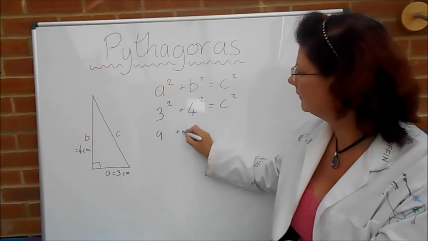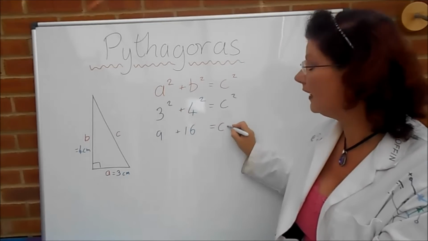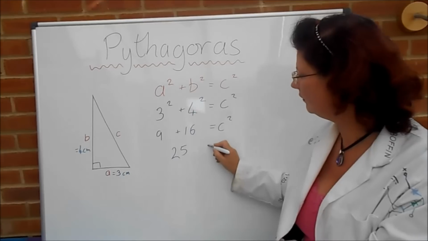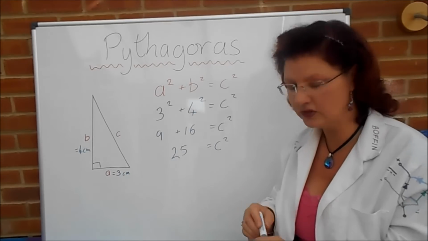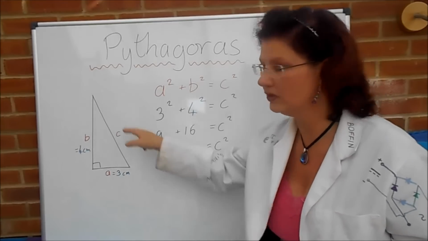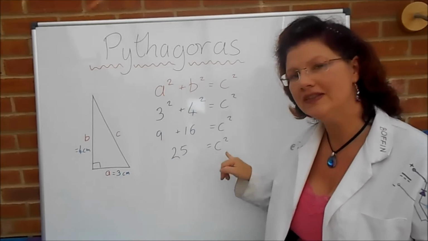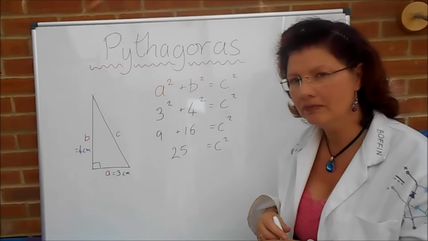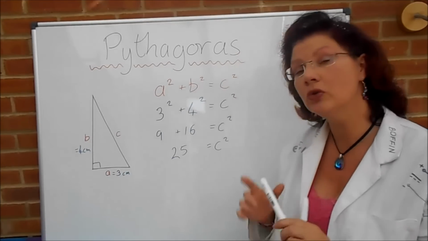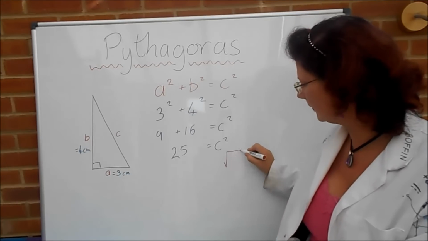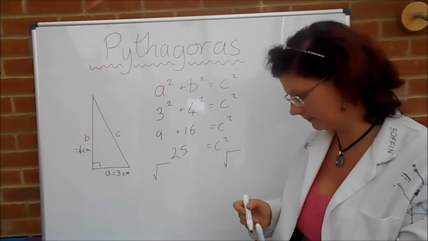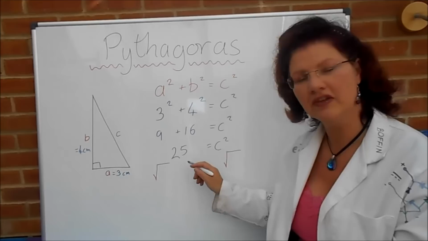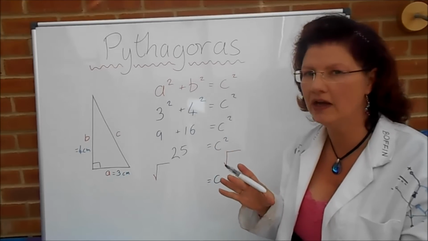3 squared is 9, 4 squared is 16, and that still equals C squared. 9 plus 16, that's 25, and that equals C squared. 25 is not the answer. That is not 25 centimetres long. 25 is C squared. In order to unsquare it, we need to do the opposite of squaring, which is called square root. So we're going to square root both sides, which on the right hand side gives us C, and on the left hand side the square root of 25.